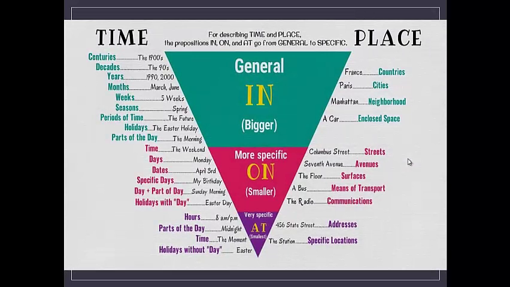As shown in the graph, prepositions go from the general to the very specific, starting with periods of time or places in general, such as centuries or countries, until we get closer and closer to periods of time or places that are more specific, such as days of the week, hours, streets, or specific localization.